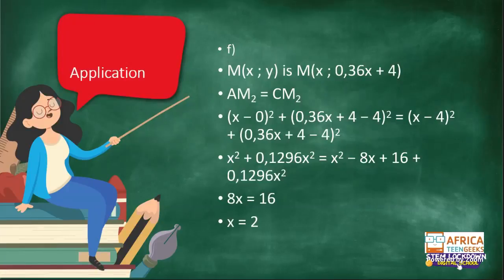Now, when you do the calculation by expanding, you're going to have x squared plus 0.1296x squared equal to x squared minus 8x plus 16 plus 0.1296x squared. So when you work this out by grouping the like terms together and by factorizing, you're going to see that in fact x will be equal to 2. You'll have 8x, which is equal to 16, and then when you work it out, you have x equal to 2.